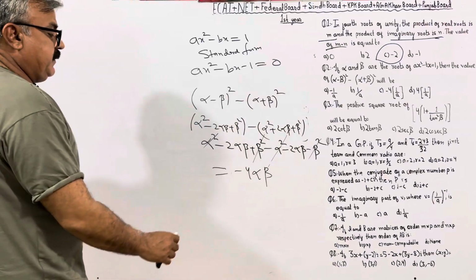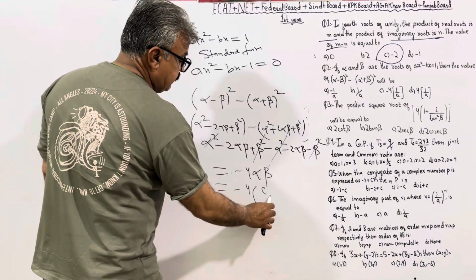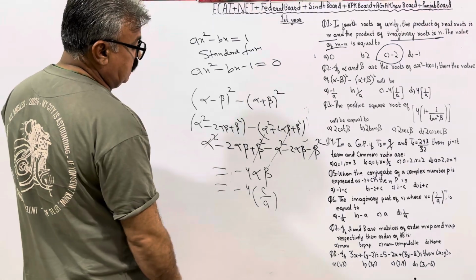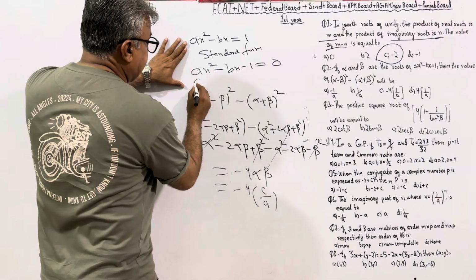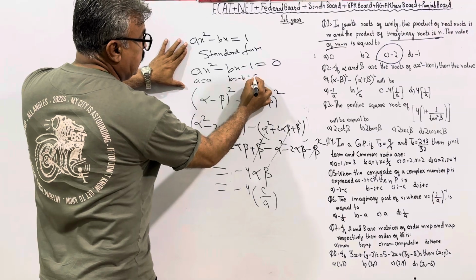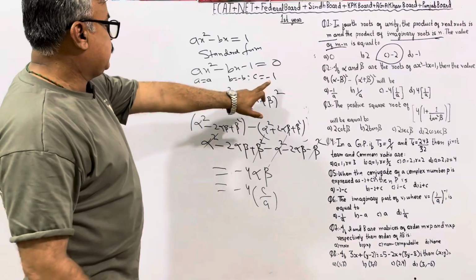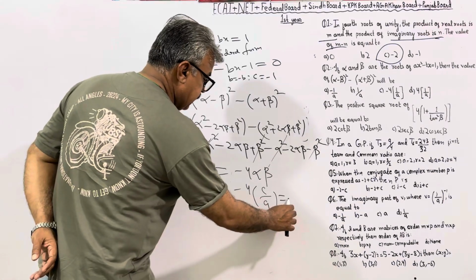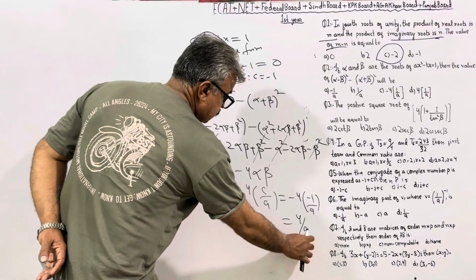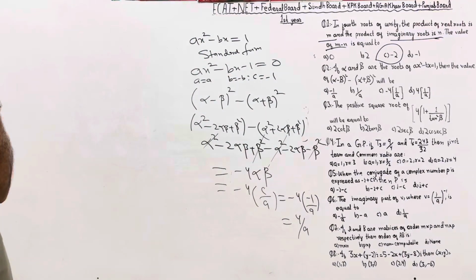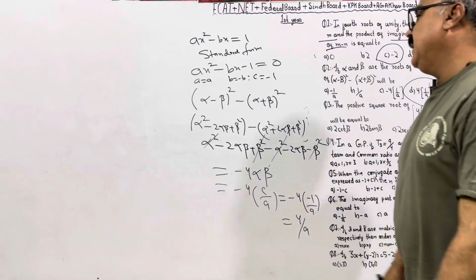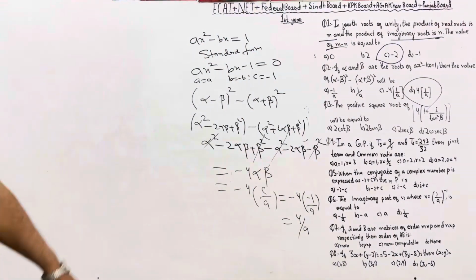We use the formula for alpha times beta, the product of roots, which is given by c over a. The value of a is a, the value of b is minus b, and the value of c is minus 1. So put c is minus 1, a is a. Negative 4 times minus 1 over a gives plus 4 over a, or 4 times 1 over a. Option number D is the right option in that case.